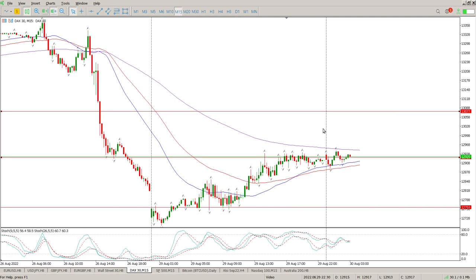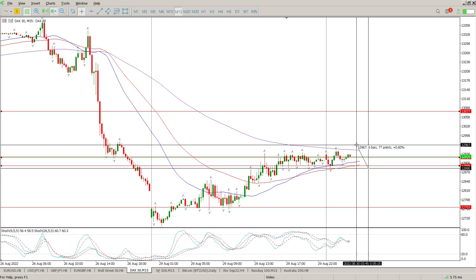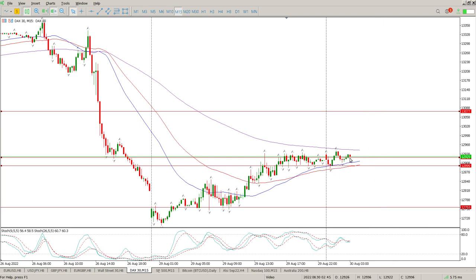But that being said, you do have a 15-minute level here where you found support going into the close yesterday, and you found resistance as well. So a drop below 12,899 and a retest of that area gives you a fairly decent 77-point risk for a 127-point gain. So there's a short setup that was brewing here, and then the converse is true to the upside.